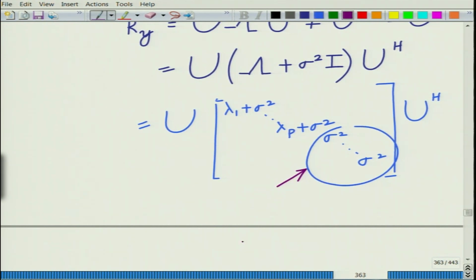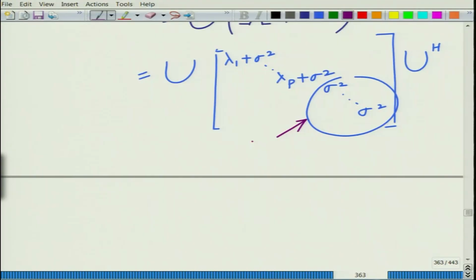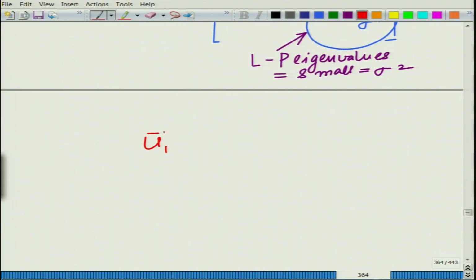Now, these are the key. If you look at these L minus p eigenvalues, which are sigma square, these correspond to the eigenvectors which correspond to 0 eigenvalues of your matrix A theta bar R S A theta bar Hermitian. Okay, so let me explain. When you look at these L minus p eigenvalues, these are small and equal to sigma square. And where are these arising from? If you trace back, you can divide the eigenvectors into two sets, u1 bar, u2 bar, up to u p bar.